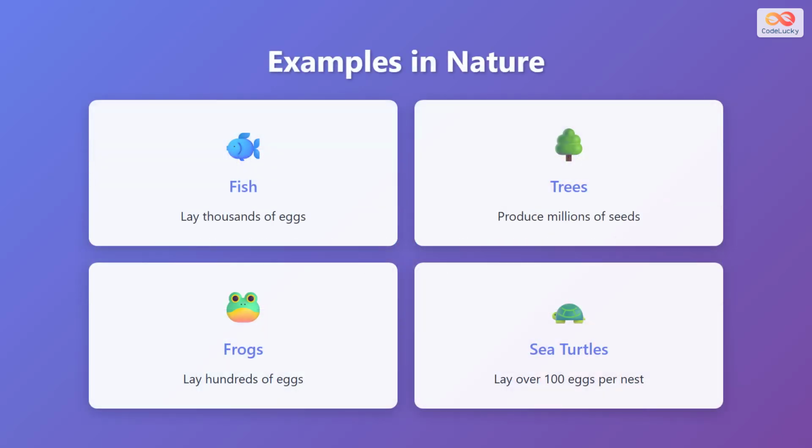Let's look at some real-world examples. Fish can lay thousands of eggs in a single spawning season. Trees produce millions of seeds throughout their lifetime. Frogs lay hundreds of eggs in ponds and streams. Sea turtles dig nests on beaches and lay over 100 eggs at a time. In each of these cases, only a tiny fraction of the offspring will survive to reproduce themselves. This pattern of overproduction is found across all forms of life.